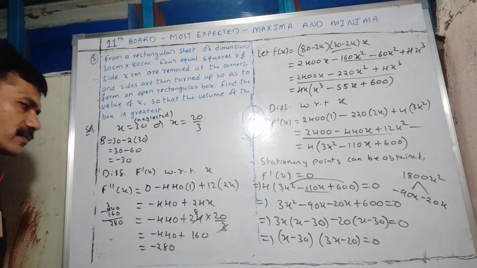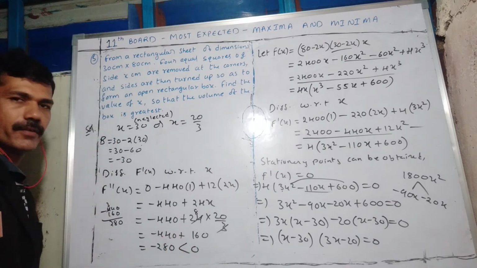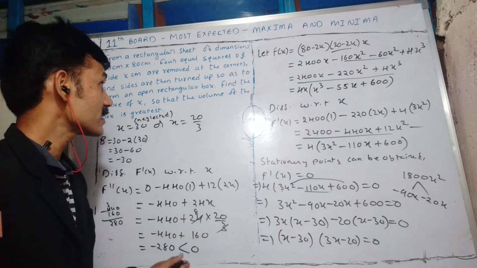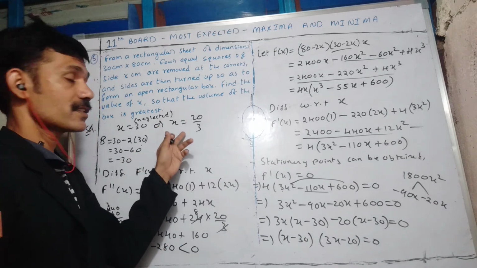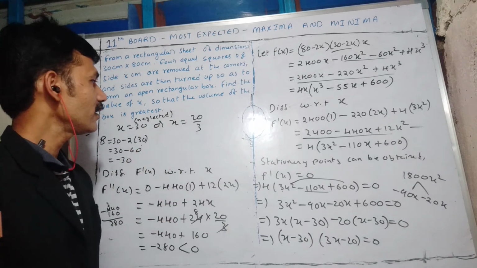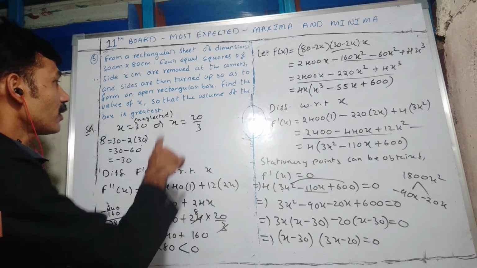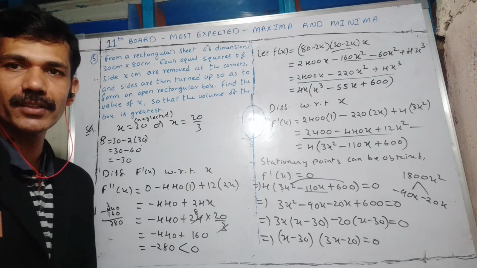So it is negative, no? That means it is less than 0. When f''(x) is less than 0, by the second derivative test, f(x) is maximum at the stationary point x = 20/3. Therefore, what will be the side length? If the volume has to be the greatest, the side length should be 20/3 cm.